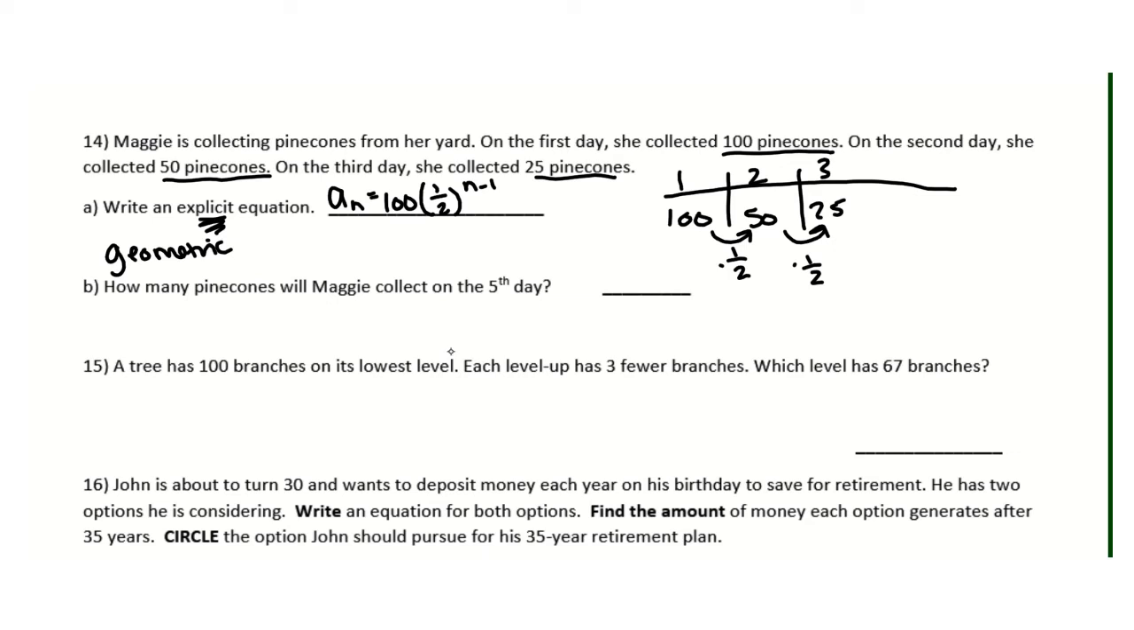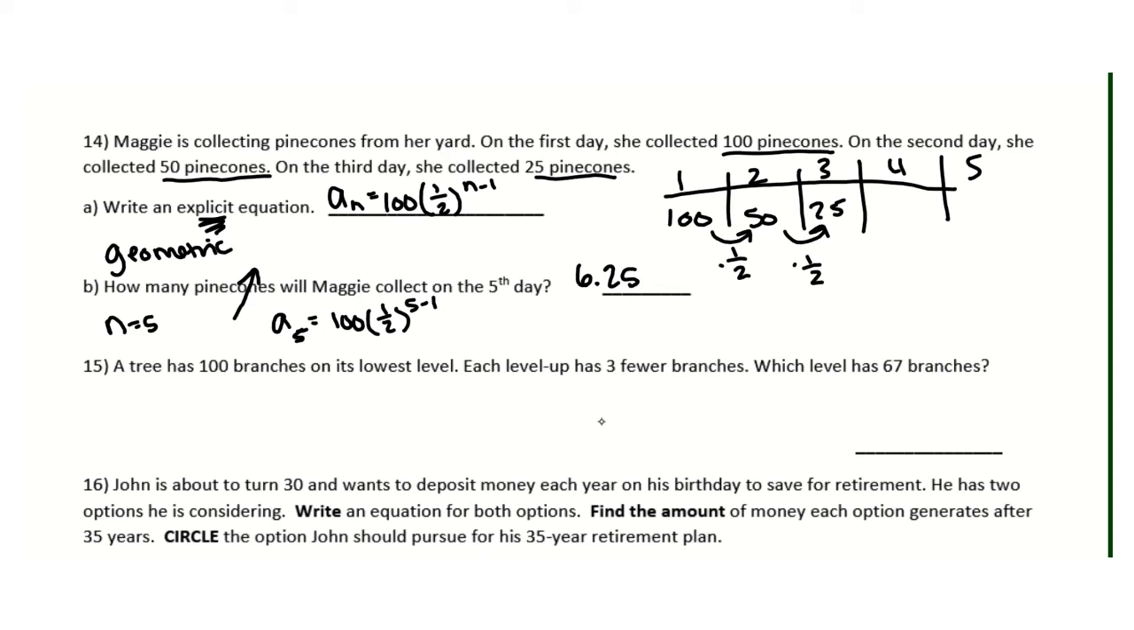Then it wants to know how many pine cones Maggie will collect on the 5th day. Two different ways that you could do this. You could say, okay, n equals 5, and then you could plug into the formula that we just created. So I'll have a sub 5 equals 100 times 1/2 to the 5 minus 1 power, and you could do that in your calculator. Or you could keep going with your table and doing it that way. Either way, both of those methods work. When you do that, you get 6.25 pine cones.